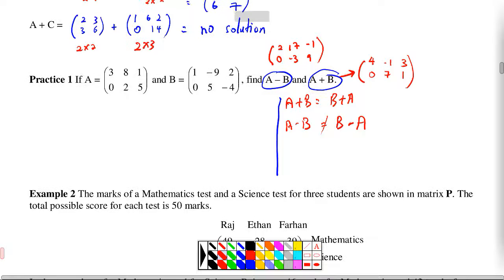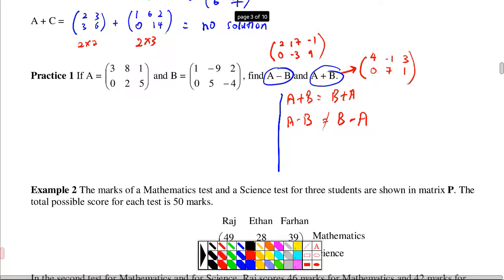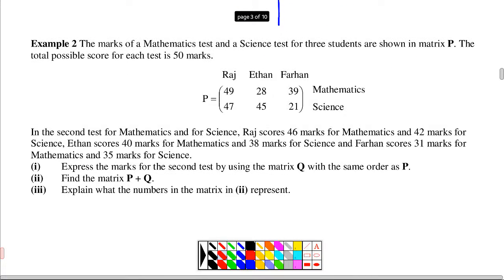Example 2 is a real exam question. Can we start? Okay, let's start. Now, it says max mark, science mark. The question is very kind. It already tells you max beside the matrix, science beside the matrix. It also tells you the three persons' names at the column there. So it's very kind. Sometimes the exam won't give you like that.